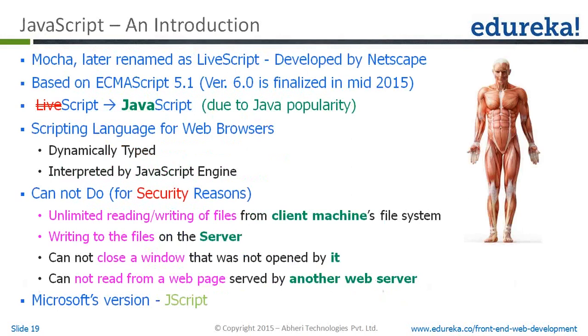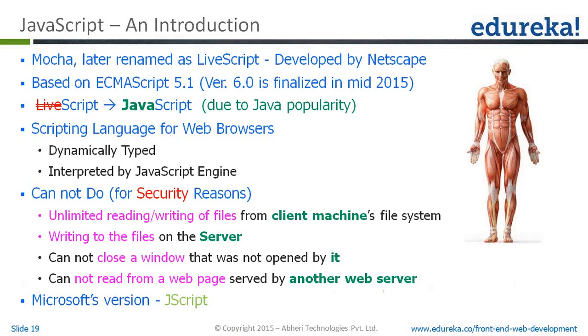Let's look at what JavaScript is. I'll just briefly go through the history of JavaScript. Initially, JavaScript started as a language by the name Mocha. Later, it was renamed LiveScript, and later again it was renamed JavaScript. Note that JavaScript is based on a standard called ECMAScript 5, version 5.1. ECMA stands for European Computer Manufacturers Association.